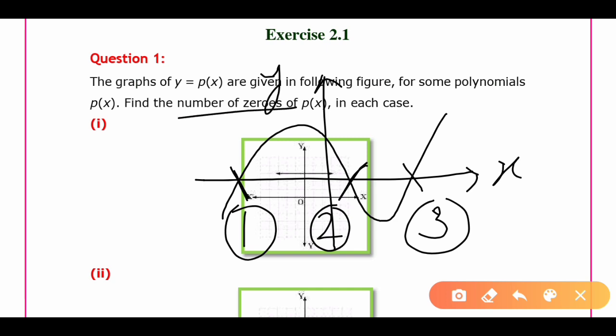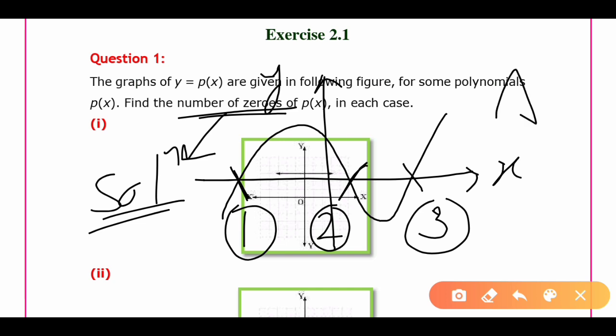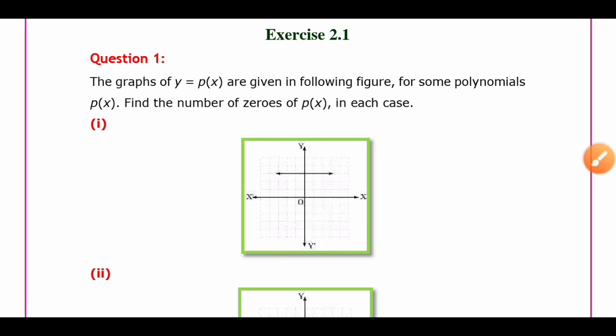Here the meaning of number of zeros is solutions. Okay, so remember this one. Whenever a graph touches or cuts the x-axis, the number of those cuts will be our solutions. Clear? So remember this point. This one is very important. We'll use this concept. Okay, let's see.